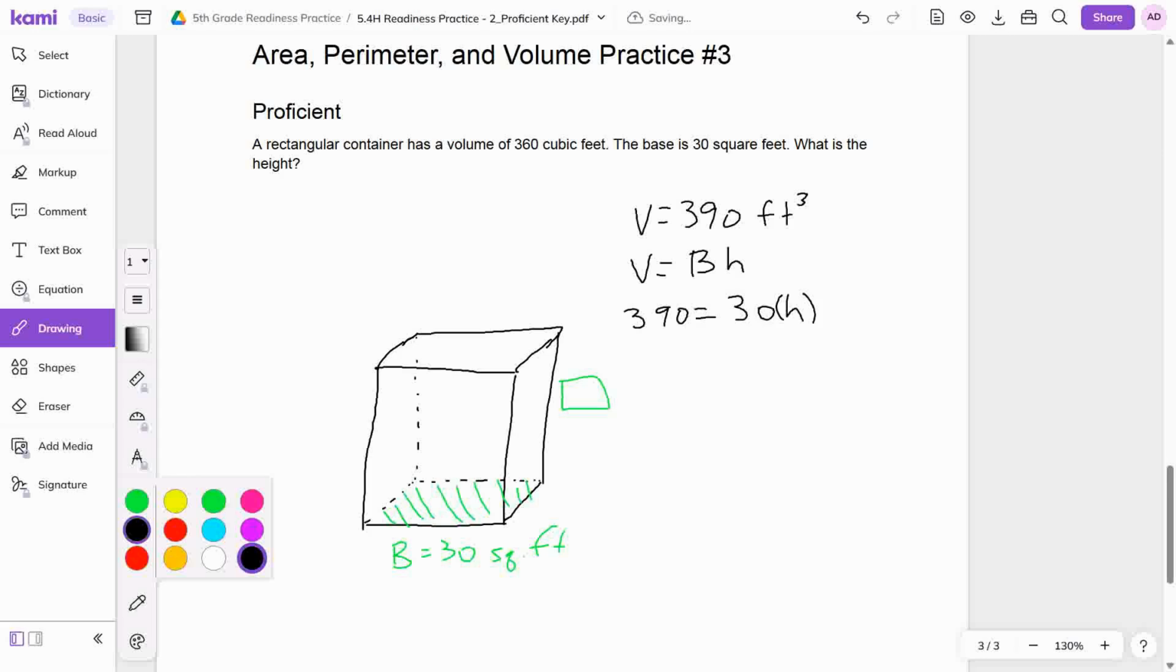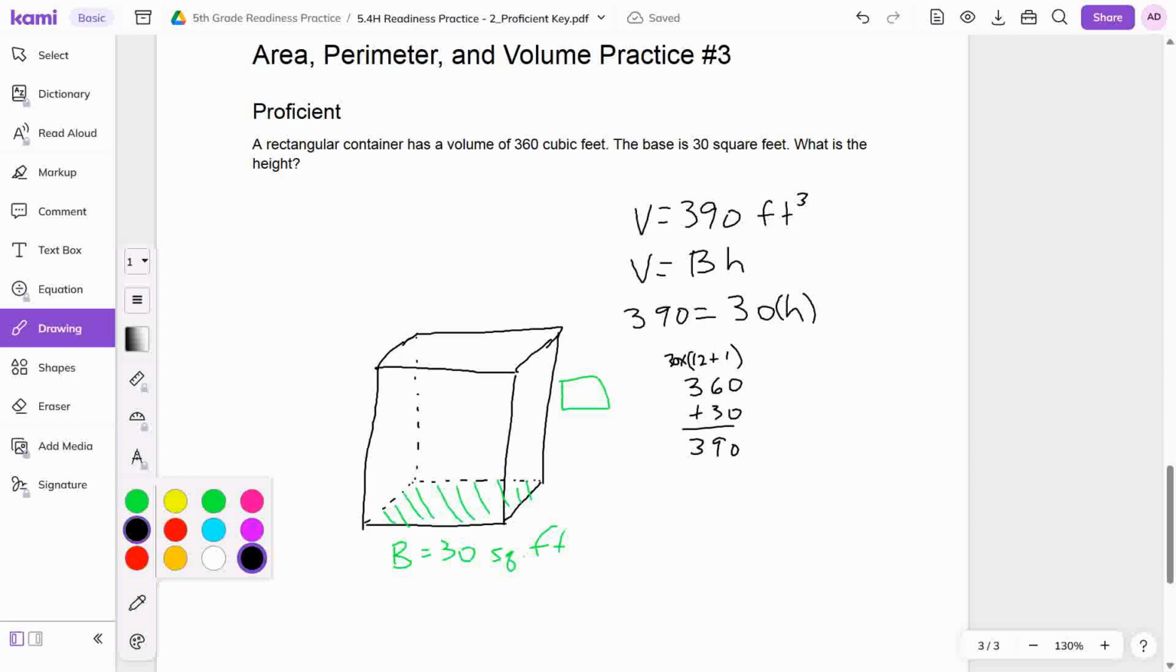So 30 times what gets you to 390? Well, there's a few different ways we can do this. We can go up by 12s as much as we can. So 3 times 12 is going to get you 36. And since it's 30, I could just make it 30 times 12. That's 360. And then if I just add another 30, that's 390. So really, it's going to end up being 30 times 13.